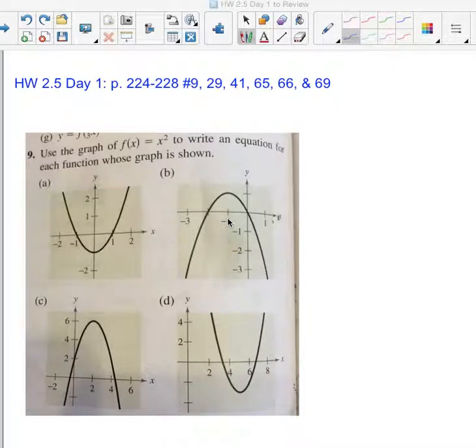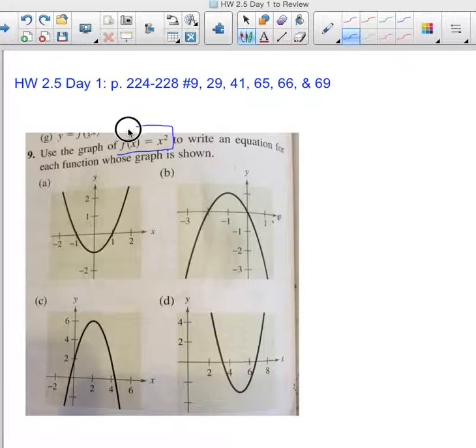Problem 9 from the homework 2.5 day 1. In each of these problems, our goal is going to be to write the equation of a transformed graph, which is a transformation of the parent function f of x equals x squared. Remember, the parent function f of x equals x squared is a parabola.